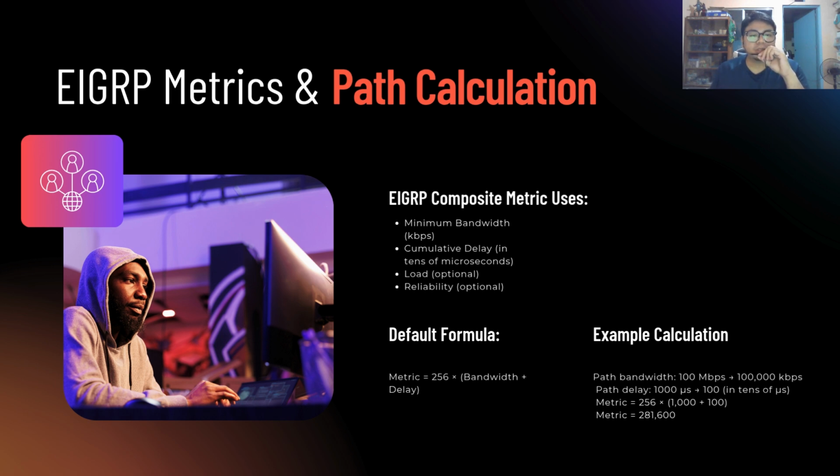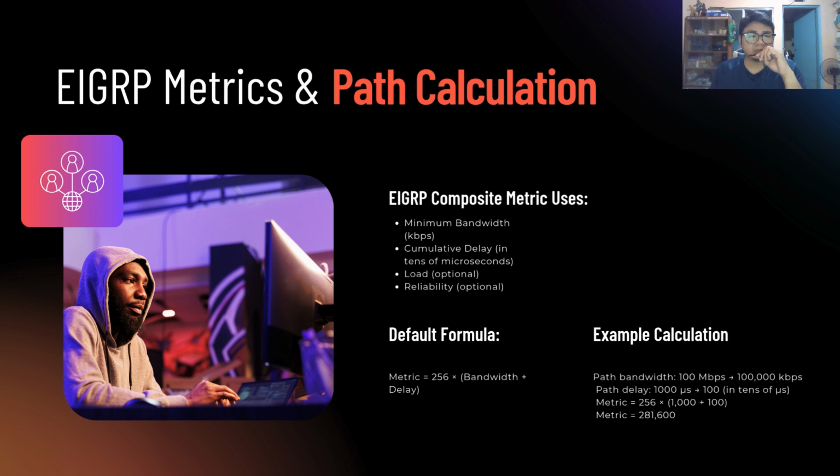EIGRP determines the best path using a composite metric that evaluates multiple factors. By default, it uses the slowest bandwidth along the path and sums the delay of all links. Although load and reliability are available metrics, they are rarely used because they fluctuate too often, which can destabilize routing decisions.